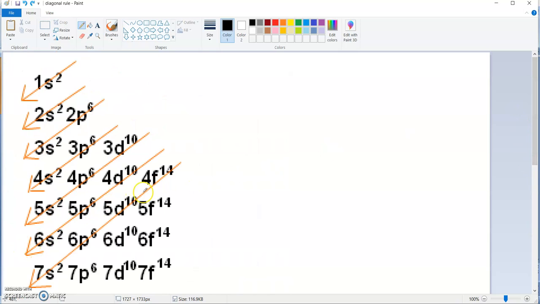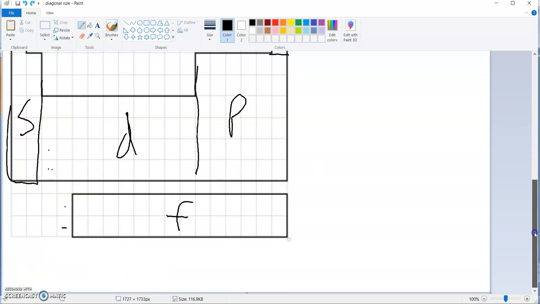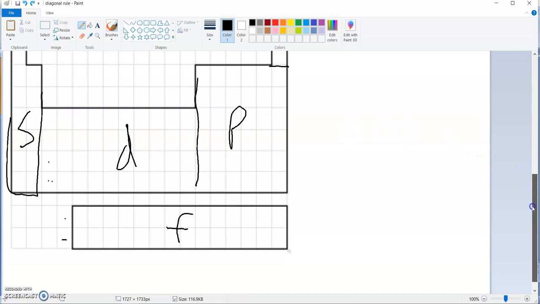6s goes to 4f, 5d, 6p. 6s goes to 4f, see below, to 5d, to 6p. Okay? The periodic table is the diagonal rule. So that's an important thing to realize. I guess I went down too far.